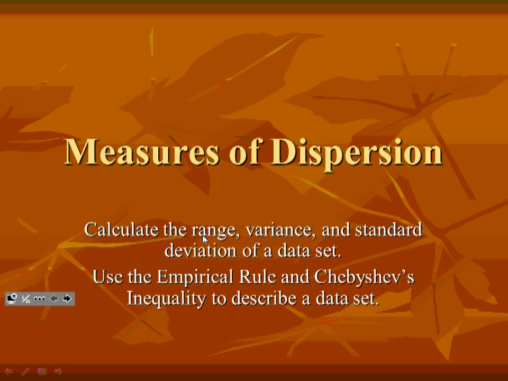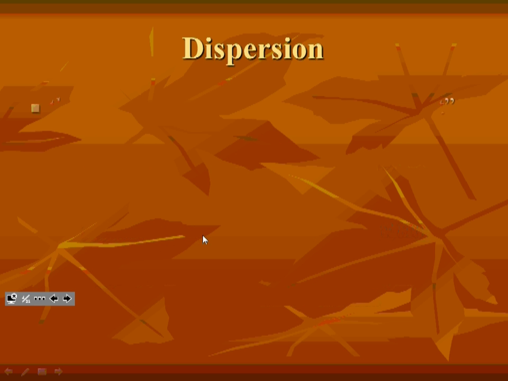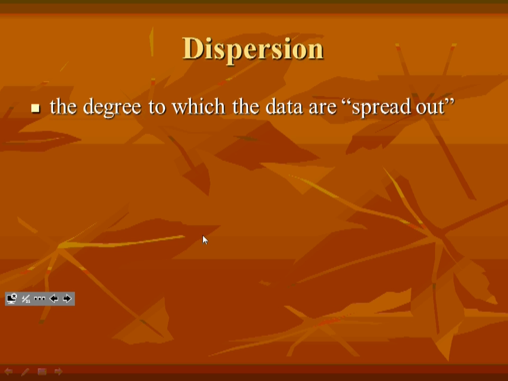So first of all, dispersion. What are we talking about? Well, it's actually a very fancy word that just means we're looking at how spread out our data is. The degree to which our data is spread out, separated from each other.